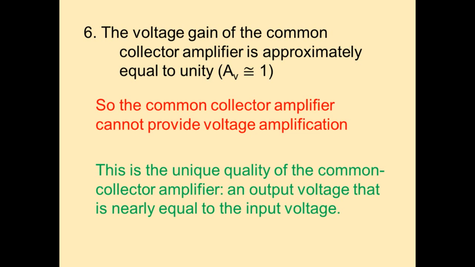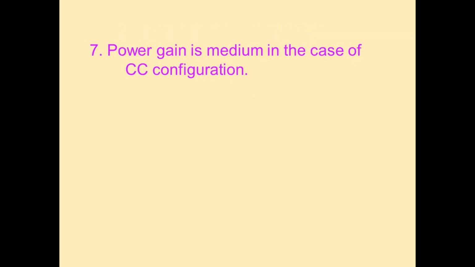A transistor can be used as an amplifier or an electronic switch. Power gain equals voltage gain times current gain. So here voltage gain is approximately equal to 1. So the power gain is medium in the case of common collector configuration. Power gain equals voltage gain times current gain, so in CC configuration the power gain is medium.